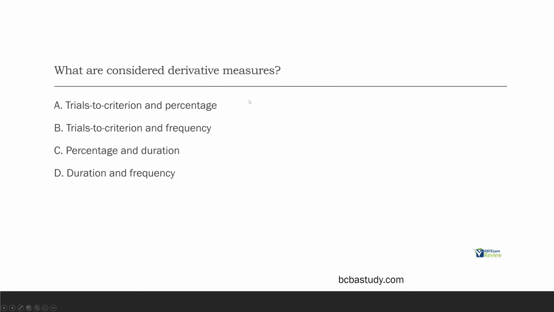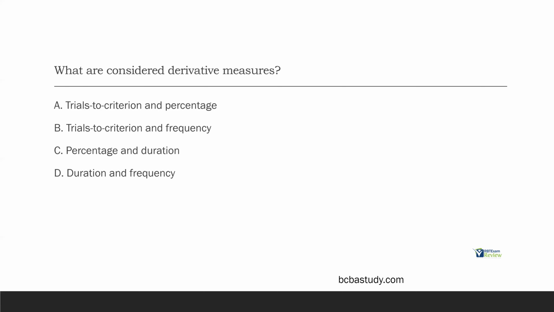What are considered derivative measures? This is more just a review question. Chances are you won't get a question like this on the exam, but it's good to cover these types of things. So derivative measures are a type of measurement in ABA. They fall under the continuous measurement category, typically, and they're derived from some of the continuous measurement we use. So trials to criterion and percentage. Yes. Okay. If you didn't know, trials to criterion and percentages are considered derivative measures.